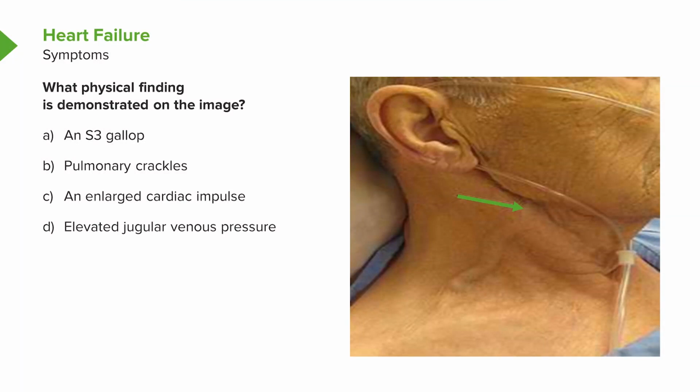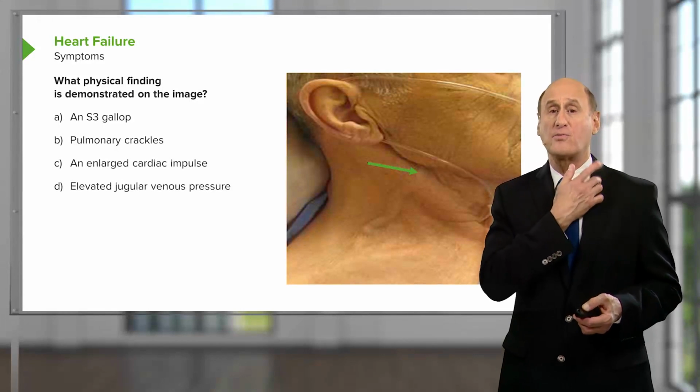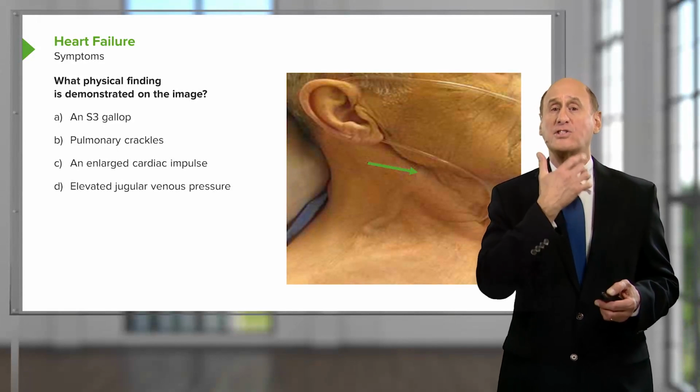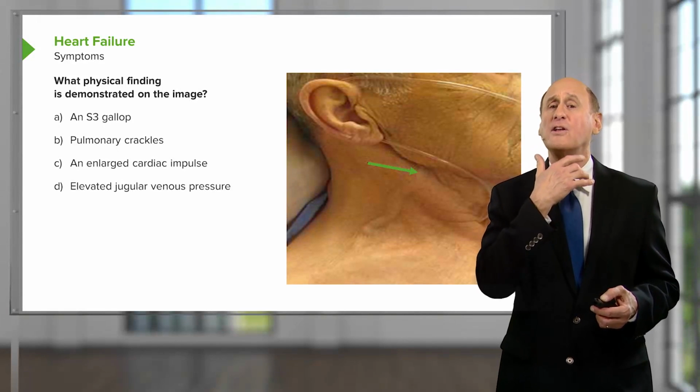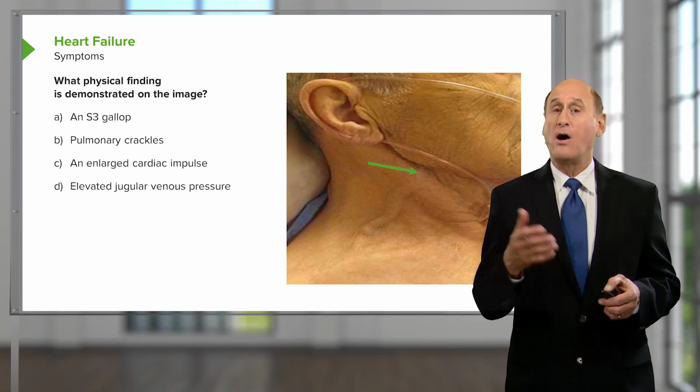So here's a picture. This is a lovely picture of a distended internal jugular vein. You can see it rising up from just above the clavicle, the bone that's right here on the front of the chest, and you can see rising up almost to the level of the jaw. So this is a patient with quite advanced heart failure.